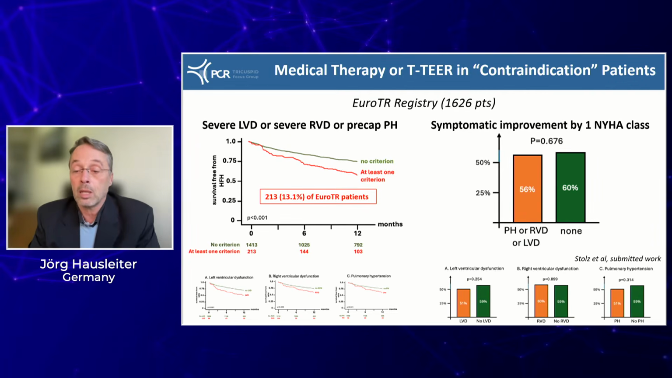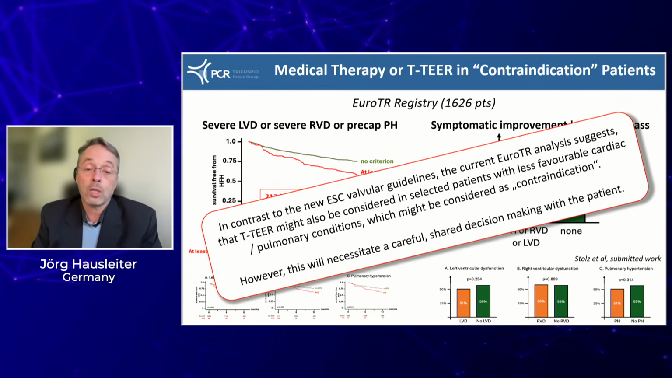And again, this is seen for all those different components of left ventricular dysfunction, right ventricular dysfunction, or precapillary pulmonary hypertension. So in contrast to the new ESC valvular guidelines, this unpublished work, which I'm presenting here today for the first time, indicates that perhaps we have some patients who might still be candidates for such a therapy, although they might have been seen as contraindicated patients.